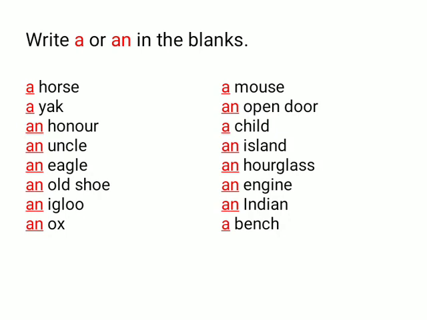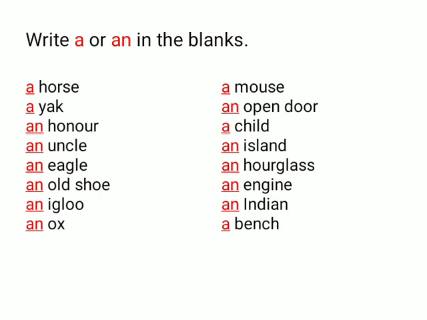Now seventh one, dash igloo. Now again what in this dash? An igloo. Here again the first letter of the word igloo is I, and I is a vowel. So we use the article an before the singular word, that is an igloo. Eighth one, dash ox.